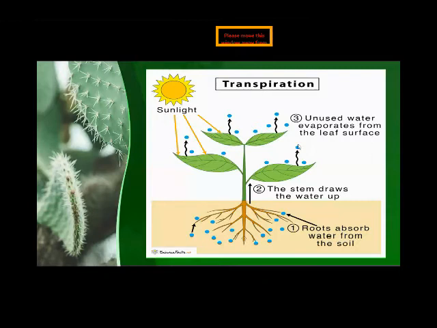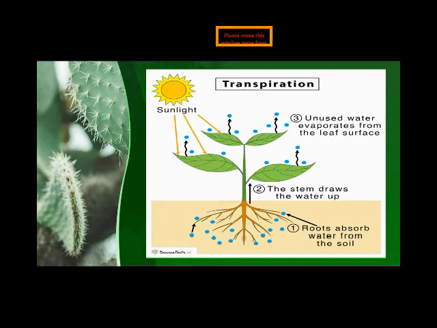The third label, what does it say? Unwanted water evaporates from the leaf surface. We have discussed this already. So this is the whole mechanism of transpiration. Through this process, the plants lose their excess water from their aerial parts. Students, this is the process. But 90% of transpiration takes place through special pores called stomata, and singular, they are called stoma.